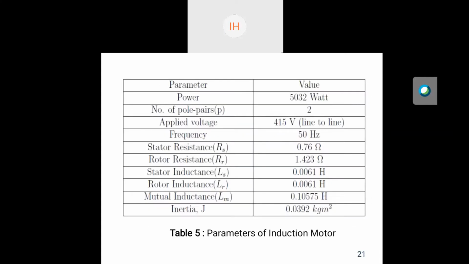So here the parameters of induction motor that we have used for simulation purpose. The power is 5032 output, the pole pairs is 2, and the rest of these parameters are given in this table 5. Next slide.